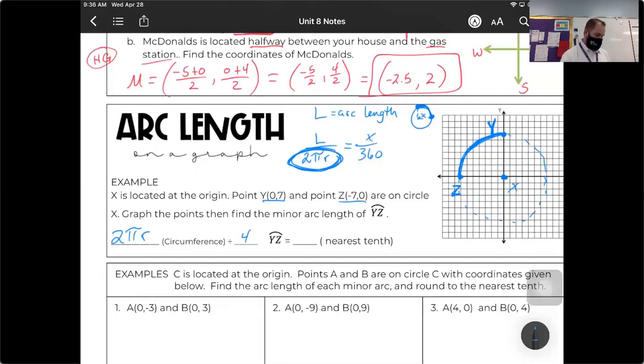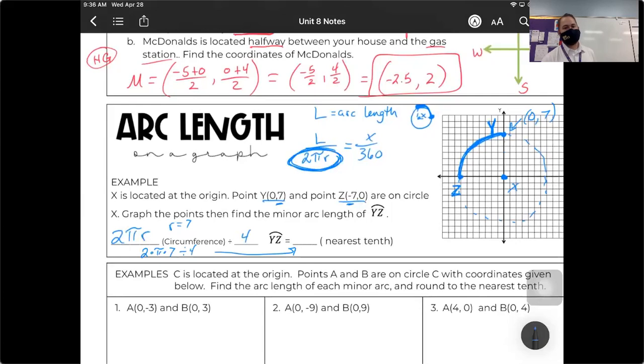Okay? So I'm actually going to do that. But the trick here is understanding what the radius is. What's the radius of the circle? 7. How'd you know that? 7 spaces. You're counting. These numbers here give you a radius. So we're going to do 2 times pi times 7, and then divide by 4.